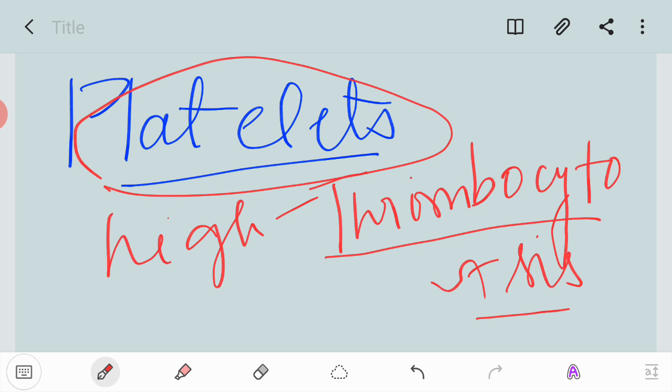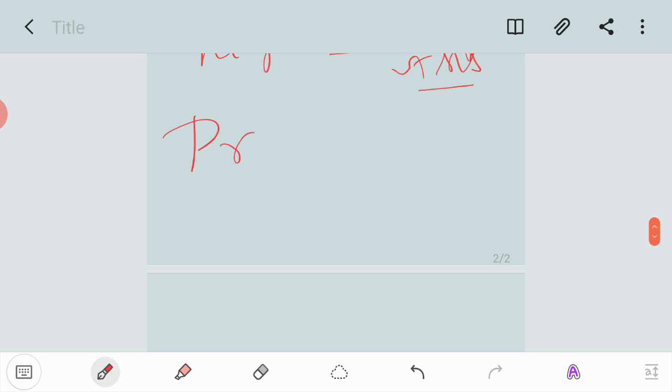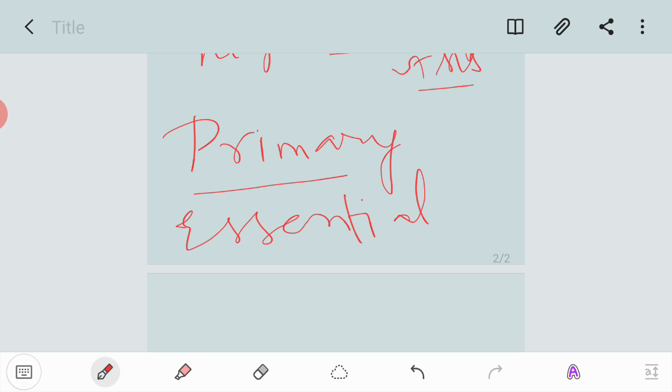If the reason is unknown, if we don't know the reason, we say it is primary thrombocytosis, or we say essential thrombocytosis. When we don't know why the bone marrow is producing that many more platelets, that is known as primary thrombocytosis or essential thrombocytosis.